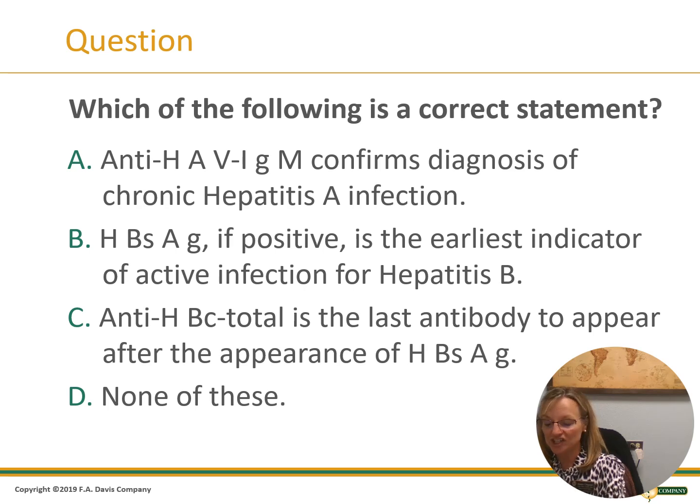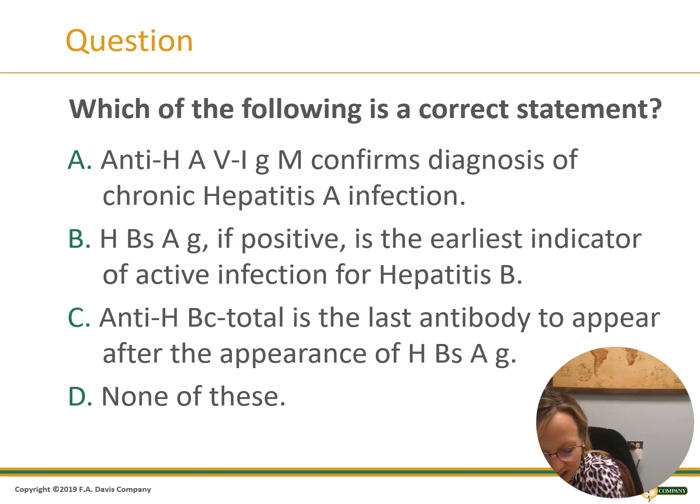Again, looking for every single cause that it could be. All right, which of the following is a correct statement? A, anti-HIV IgM confirms diagnosis of chronic hepatitis A. B, hepatitis B antigen, if positive, is the earliest indicator of active infection of hepatitis B. C, anti-HBC total is the last antibody to appear after the appearance of hepatitis B. D, A, G, or D. E, none of these. The correct answer is B.